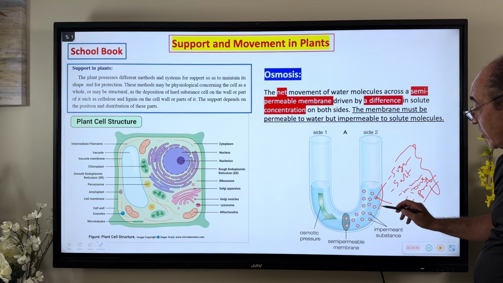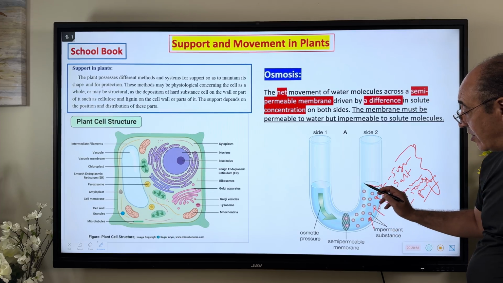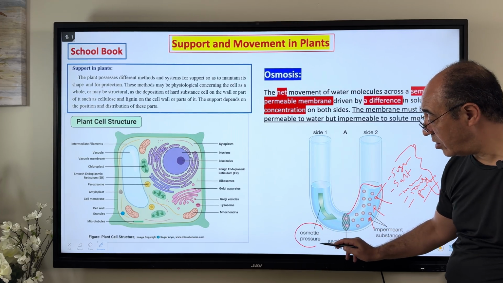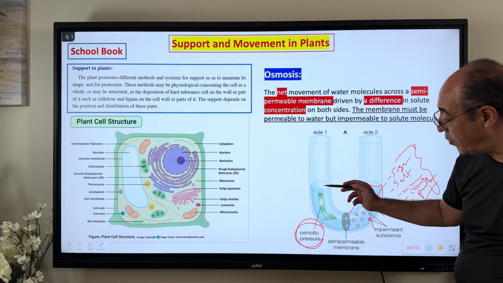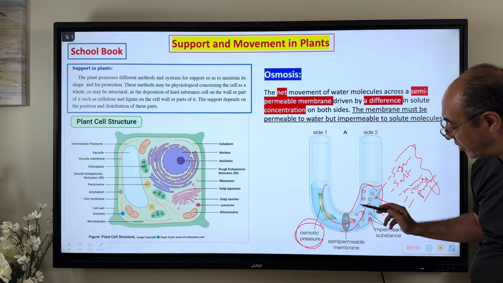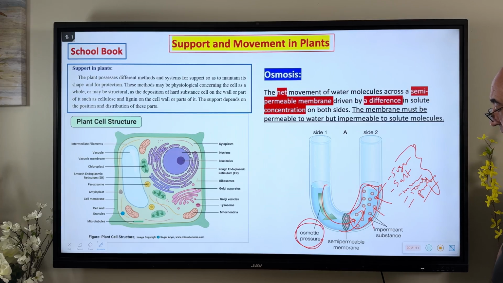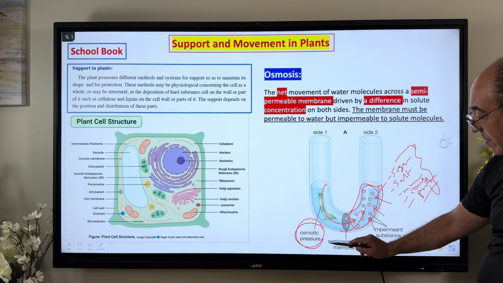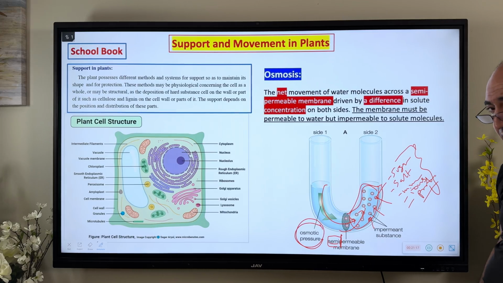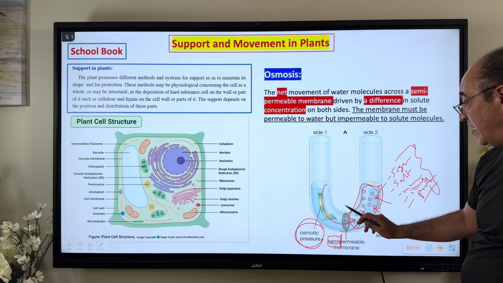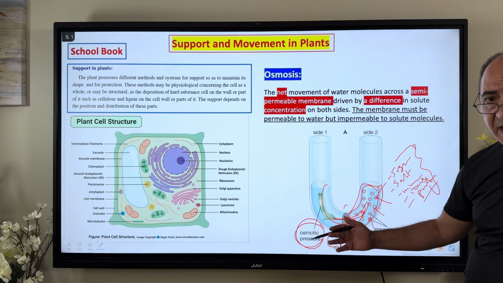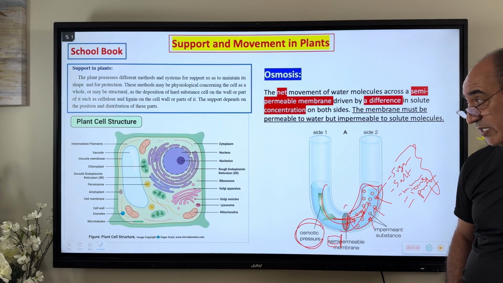So if there's more concentration of these substances on one side of that membrane versus the other side, then osmotic pressure will pull the water in the direction of the highly concentrated substance, right? The membrane must be semi-permeable. Not permeable, semi-permeable. If it's freely permeable, right, then these solutes will move by diffusion, not by osmosis.